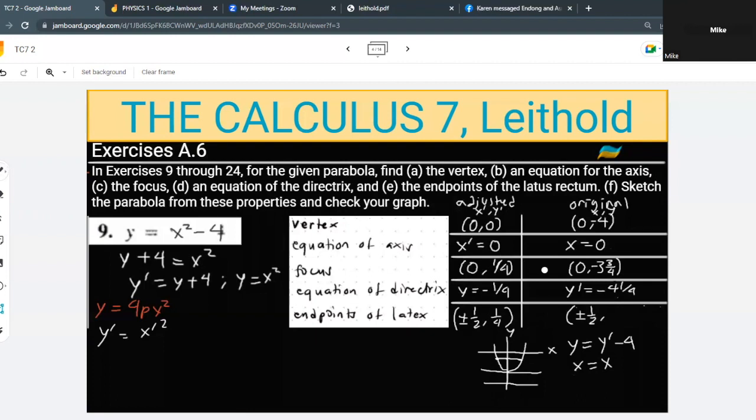So, yung equation of axis is x prime equals 0. Tapos, yung focus is 0 and 1/4. And then, equation of the directrix is y prime equals negative 1/4. And endpoints of the latus rectum. Latus rectum. So, blankoin mo muna yung original. So, ang nauuna talaga dyan, in the new axis, ito yung mga quantities na alam natin.